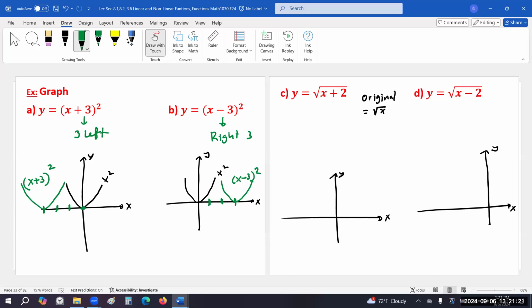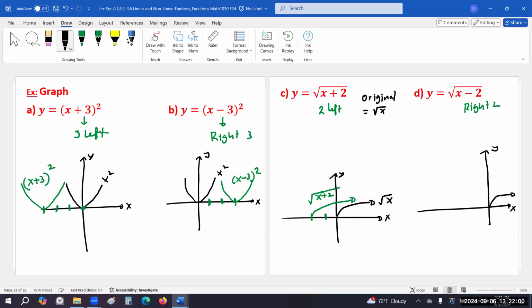So for C, which direction are you going? To the left. And for D, right. So the original square root has this shape without any transformation. This is the original square root. Now we take this original square root and we go 1 left, 2 left, and draw the same thing here. So square root of x plus 2.